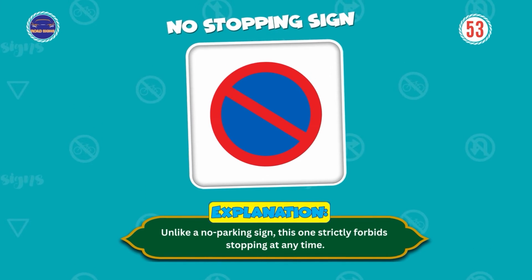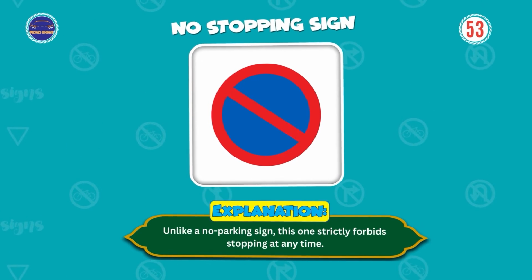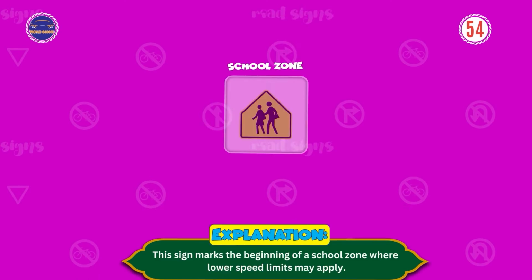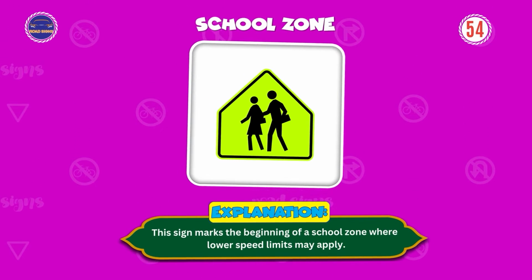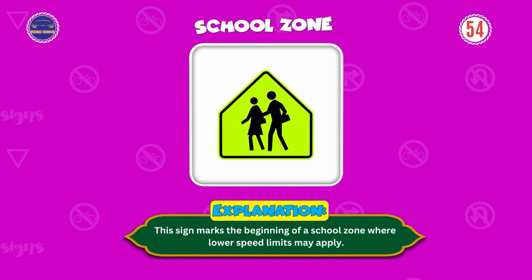This is the no stopping sign. It strictly forbids stopping at any time. This is the school zone sign. It marks the beginning of a school zone where lower speed limits may apply.